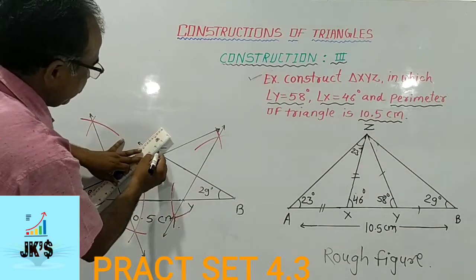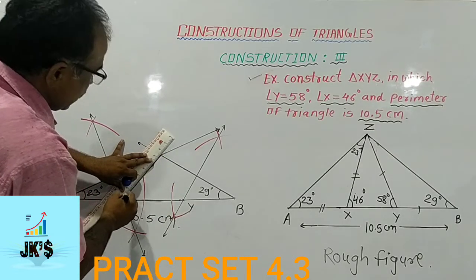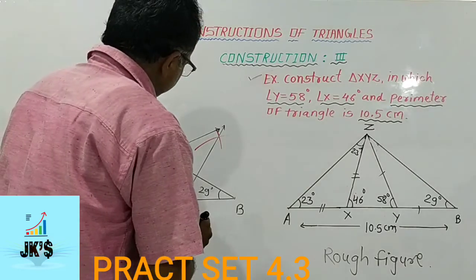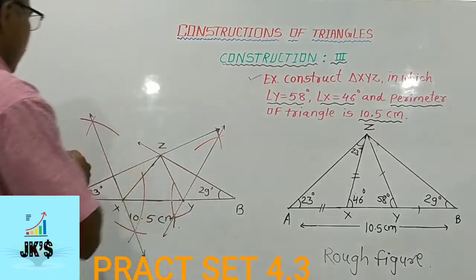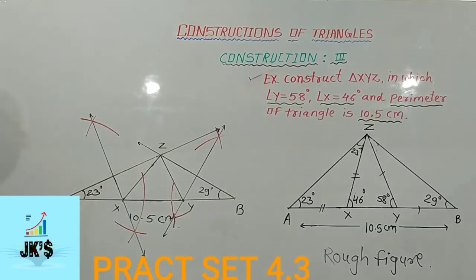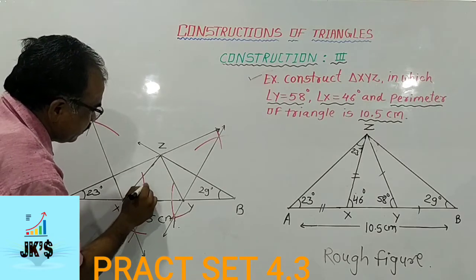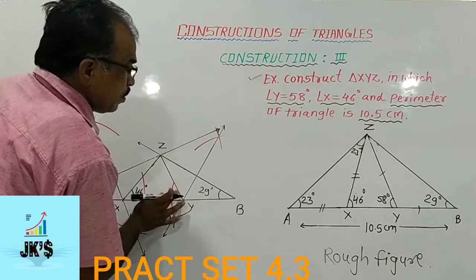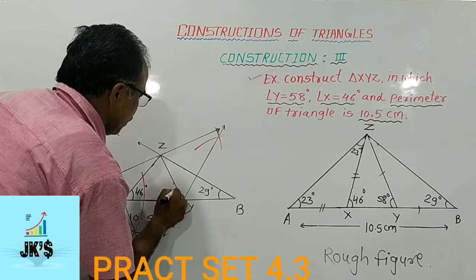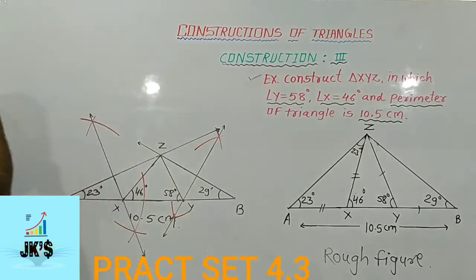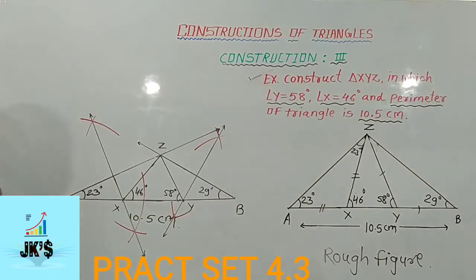Now join XZ and YZ. When we see this, according to the remote interior angle theorem, this is 46 degree and this is 58 degree. Okay friends, in this way the construction of our triangle XYZ takes place.